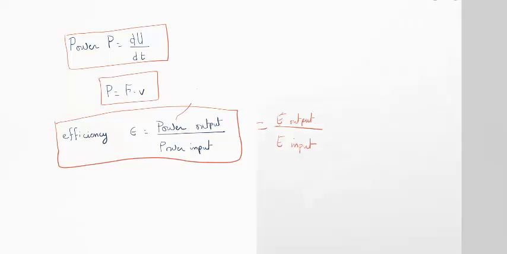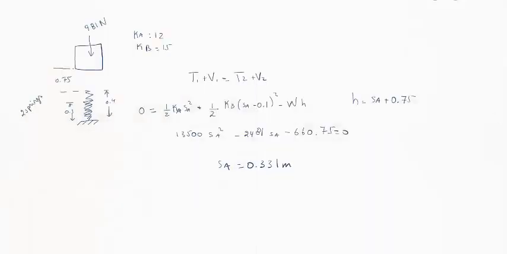Now let's do another problem. We have this body, and we have two springs here. We have the weight to be 981, and let's say it's 0.75 meters from the first spring, and the second spring is here, which is 0.3 from the ground, and the first one is 0.4. So we do conservation of energy.